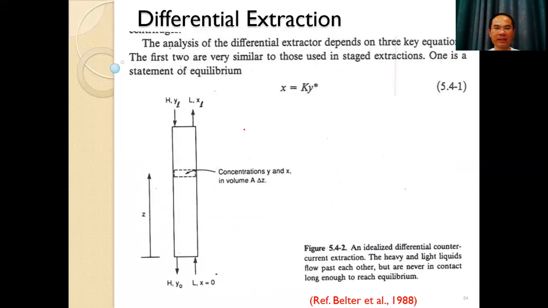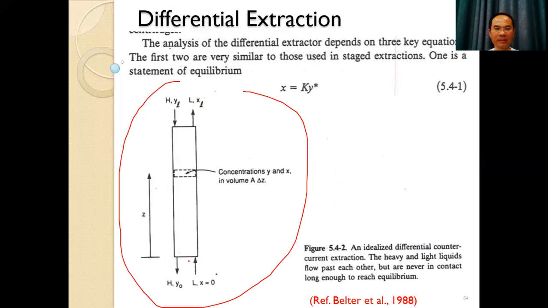So if we consider this figure, this is the column. This is the column along with L. The length of the column is L. We start from 0 and L. The heavy phase flows downwards, the light phase flows upward. Y0 is the solute in the heavy phase at length 0. YL is the heavy phase at length L, or feed is output.